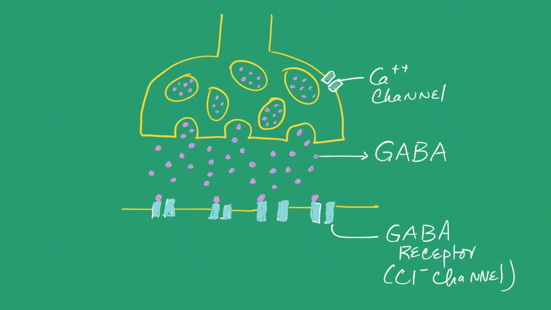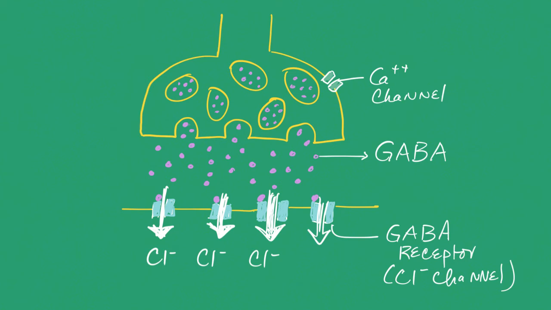GABA is shown in pink, and it binds to its blue receptor, and this causes the chloride channels to open, and chloride rushes in. Chloride brings with it negative charges, and this causes the membrane potential to go below the resting membrane potential and therefore cause a hyperpolarization of the postsynaptic neuron. Because of the hyperpolarization, it actually inhibits the neuron, and so we call this an inhibitory postsynaptic potential.